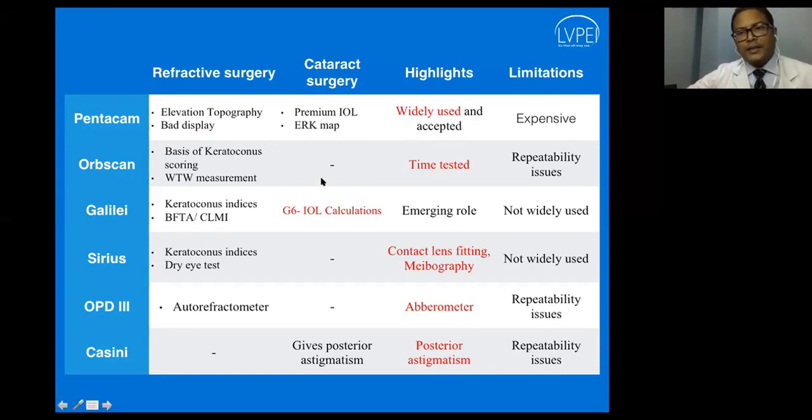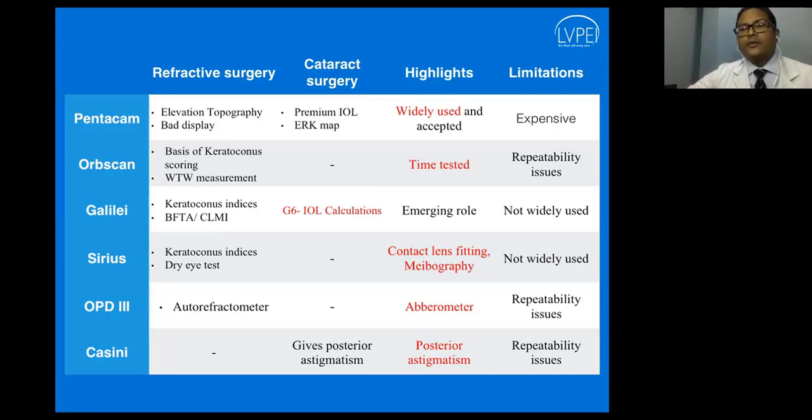The OPSCAN is time tested. It has very clear criteria for detecting keratoconus. It has been in the clinics for quite some time, so there is a lot of familiarity with these maps. And it gives the white to white, which helps us plan the ICL parameters. The Galilei is not widely used, but it is emerging slowly.